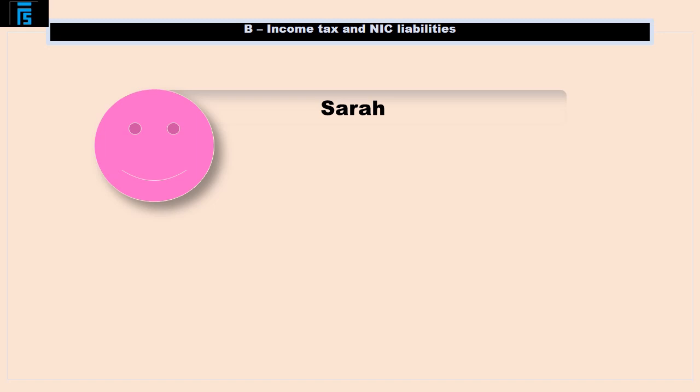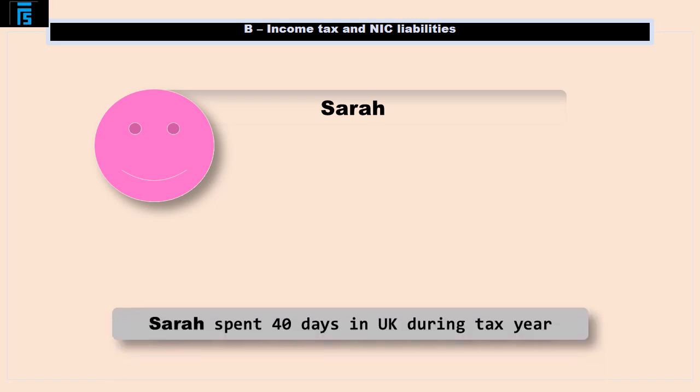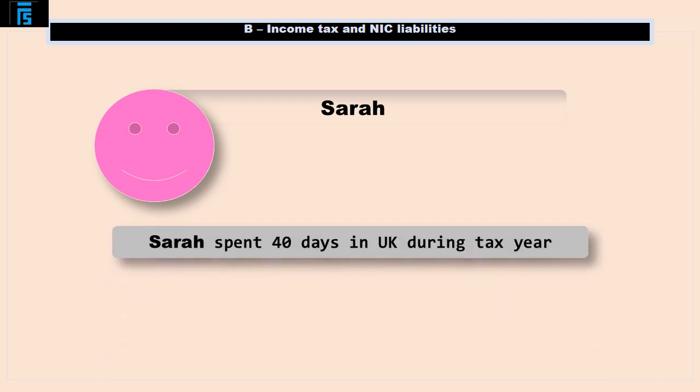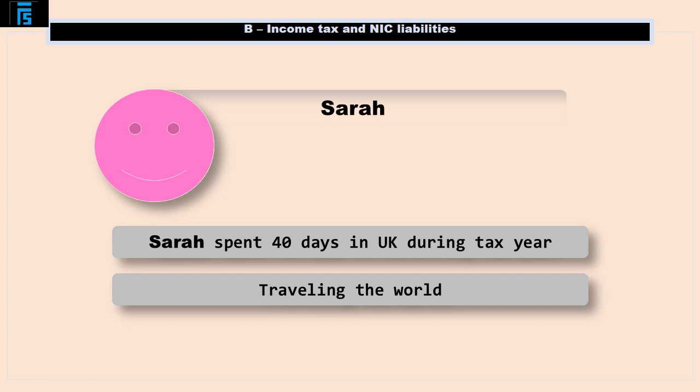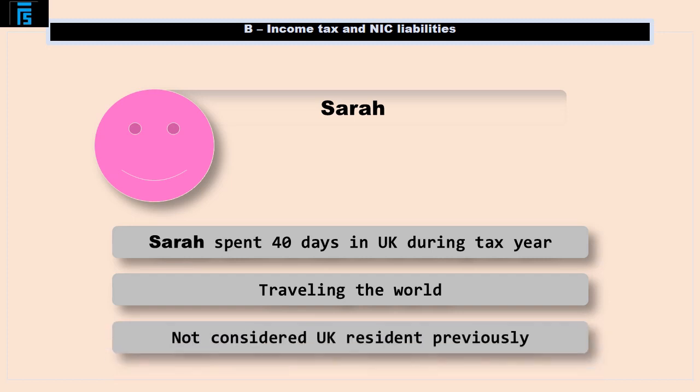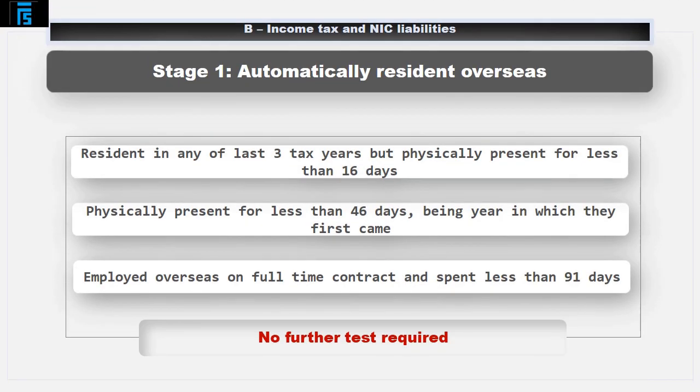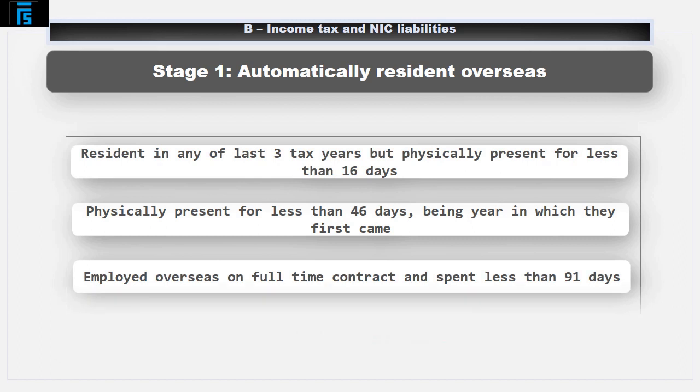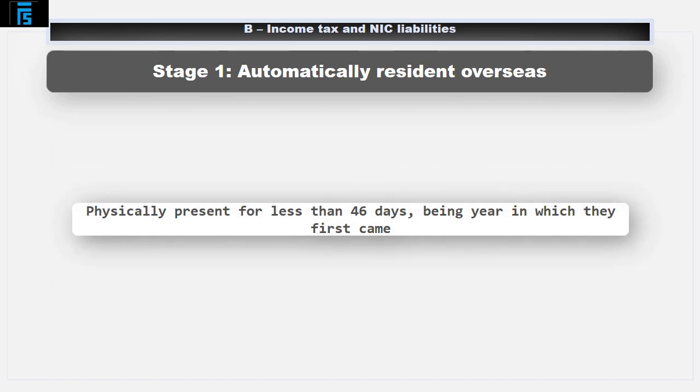Firstly, let's consider Sarah. Sarah spent 40 days in the UK during the tax year whilst travelling the world. She has not been considered UK resident previously. Looking at stage 1, Sarah would be considered automatically resident overseas as she has spent less than 46 days in the UK during the year. We do not need to consider stages 2 or 3 because we have an answer from stage 1.